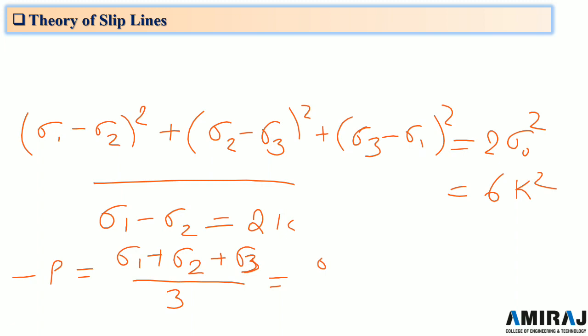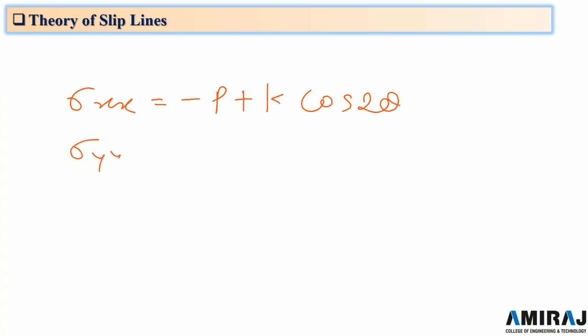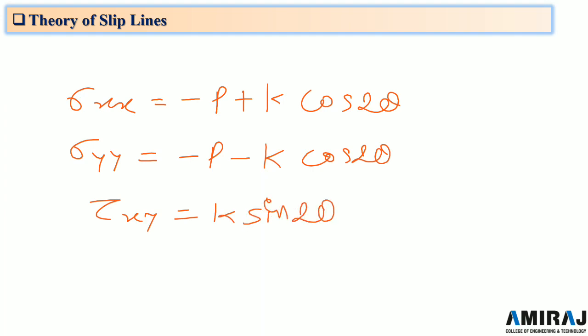So only for two stresses it will be (sigma 1 plus sigma 2) divided by 2, and substituting these values in the above equation we get sigma xx is equal to minus p plus k cos 2 theta, while sigma yy is equal to minus p minus k cos 2 theta, and tau xy is equal to k sin 2 theta. So we substituted in the principal stress equation.